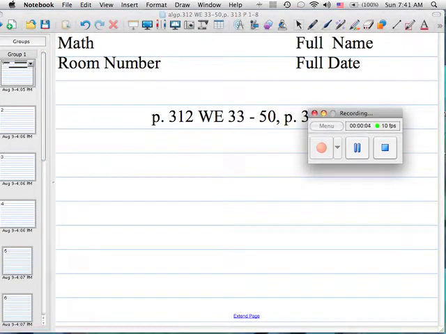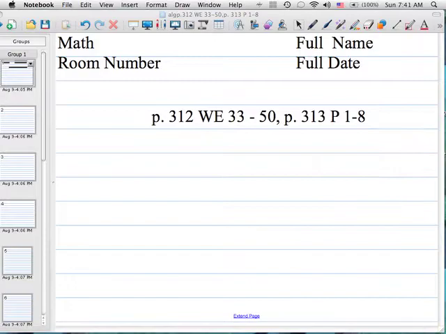We're on page 312, problems 33 through 50, and page 313, problems 1 to 8. And this is the second part of chapter 7, section 5.